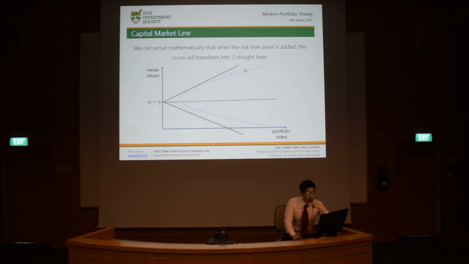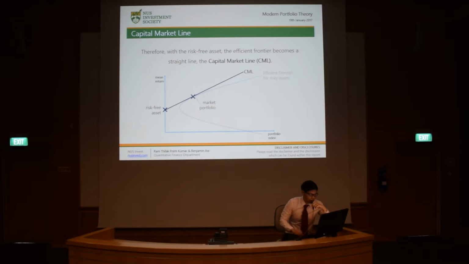You can prove it mathematically. If you want to prove it, you can take MA3269, and they will teach you over there. So you get these two straight lines, and then there will be this tangency point over here. We call this tangency point the market portfolio. You will get this CML line, because like I said before, you only consider the top part, you will never consider the bottom part. So this is called the efficient part.